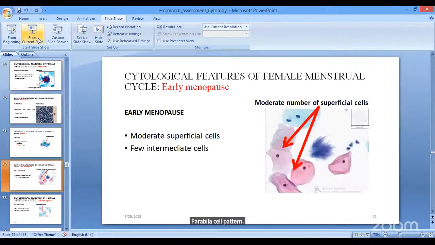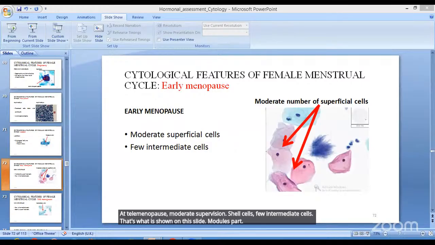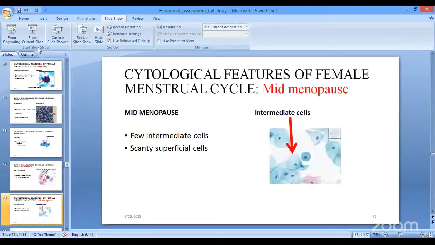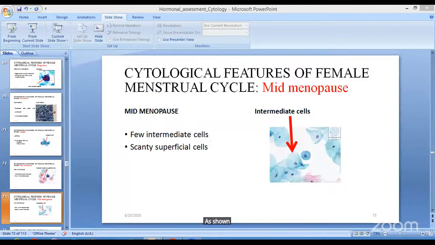At early menopause, there are moderate superficial cells and few intermediate cells. That's what is shown on this slide. A moderate number of superficial cells is the pattern in early menopause. The activity of estrogen is winding down. The activity of progesterone is winding down. At mid-menopause, you may find few intermediate cells or scanty superficial cells, as shown in this slide.